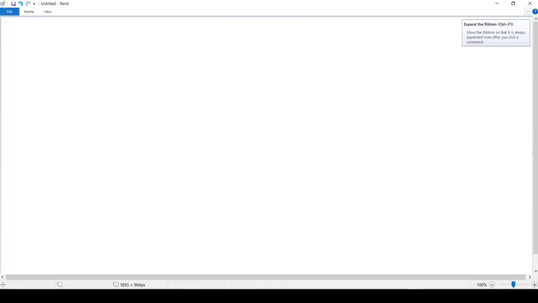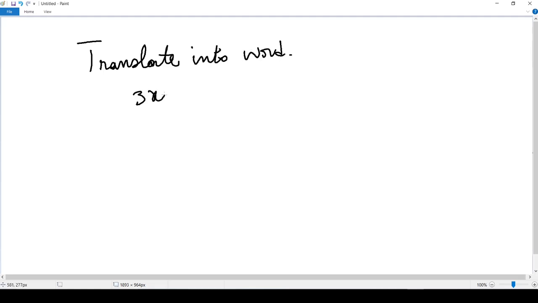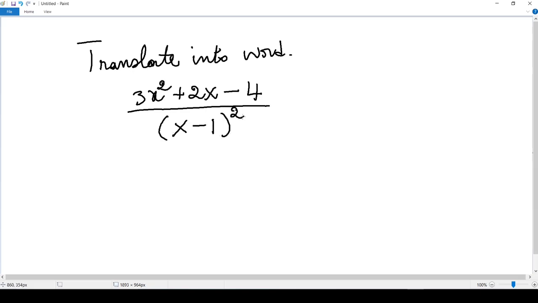Okay, now do this. Translate into words: 3x squared plus 2x minus 4 divided by x minus 1 squared. Leave your answer in the comment section. I really want to see what you come out with.